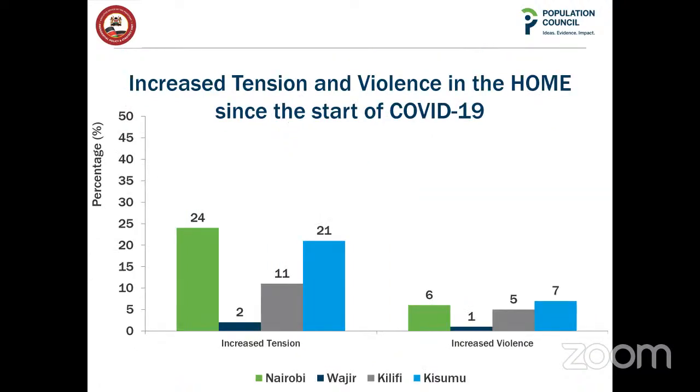Adolescents also reported experiencing increased tension or violence. So in violence, we looked at emotional, physical, or sexual violence at home. And this was mostly reported in Nairobi, where we saw around 24% of adolescents reporting this, and slightly lower in Kisumu.